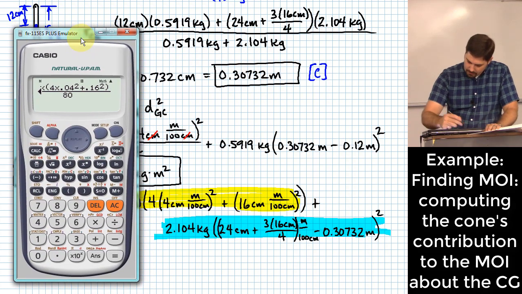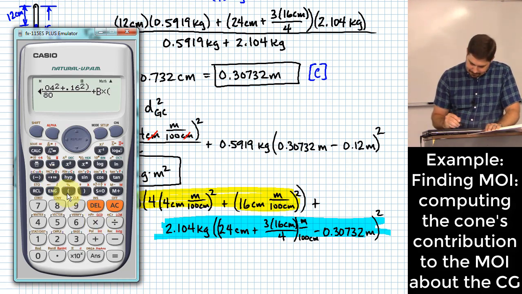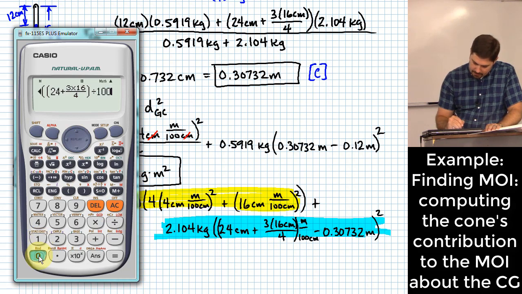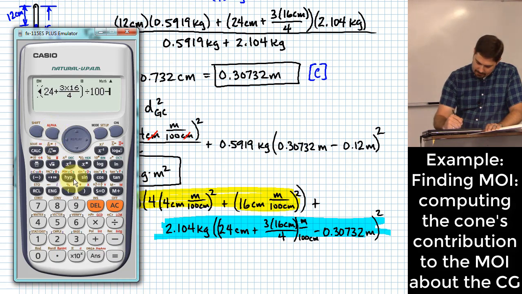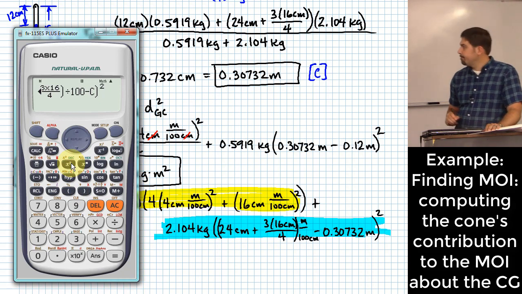To this, we're going to add, okay, 2.104 I had stored in B, times, here I'll do 24 plus 3 times 16 over 4. All right, and all of that I'm going to divide by 100. And from that I'm going to subtract what I have stored in C and square that whole thing.